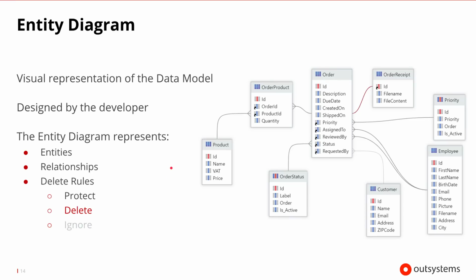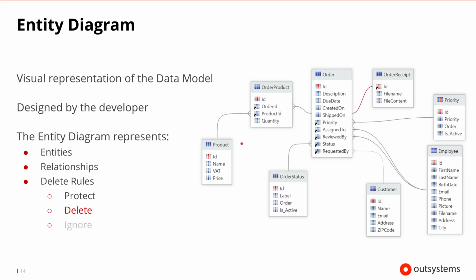And last but not least, we started by looking at an entity diagram when we were talking about building these relationships. And here you can see a slightly different version of that same entity diagram. An entity diagram is just a visual representation of the data model. It is designed by the developer, whoever is creating the model, and it can represent all of the entities with all of the relationships, and it even shows us the delete rules that we just talked about.